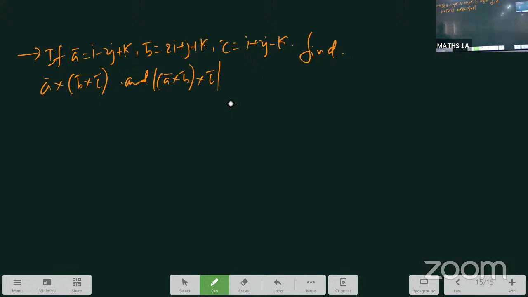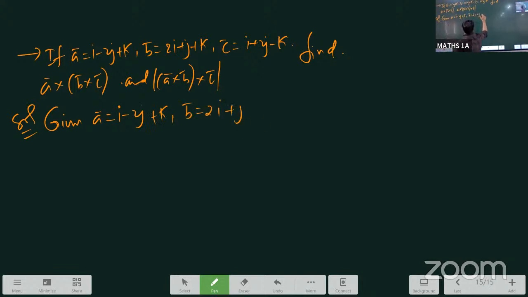Let us finish off this. Now, what is given? Your A bar is given as I minus 2J plus K. Your B bar is given as 2I plus J plus K. Your C bar is given as I plus 2J minus K. Given your A bar, B bar and C bar. Now, A bar cross B cross C.